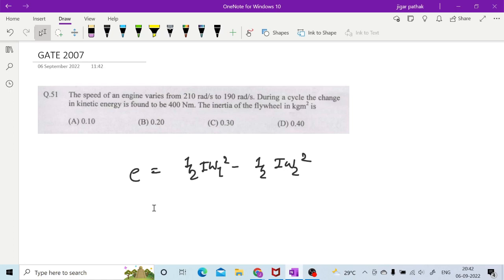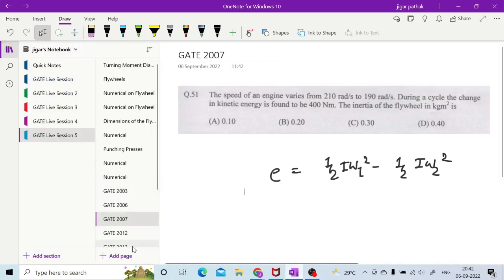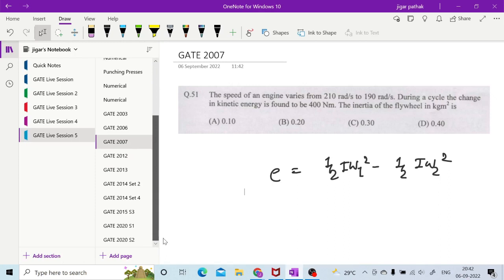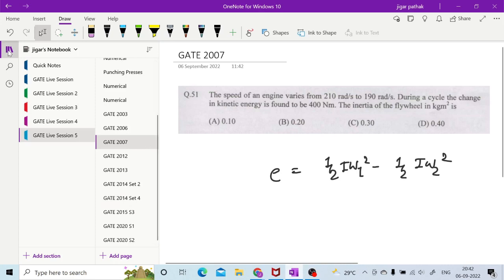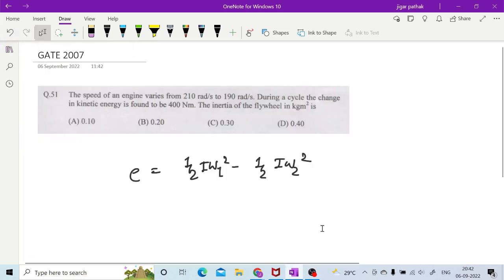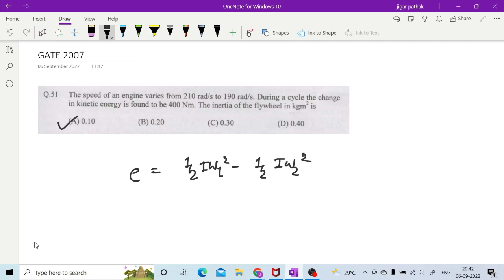Sir, till what time are the classes? Till what time is the session, sir? Actually, 10 to 15 minutes more, I guess, because we have some more point questions, right? 15 to 20 minutes more. Okay, sir, option A, point 1. Okay, everyone is getting the same.